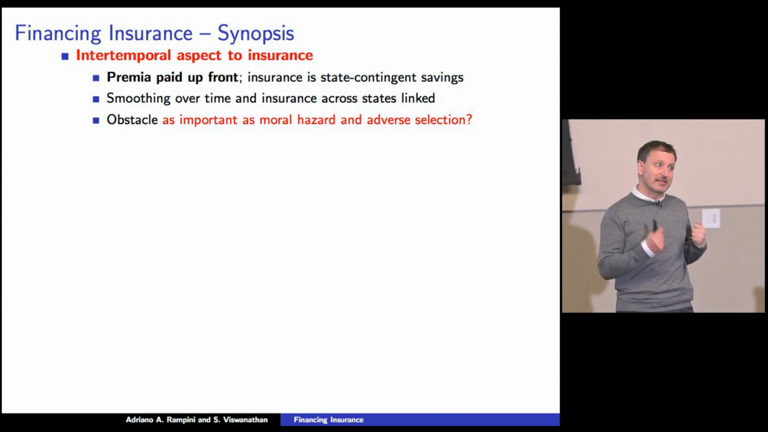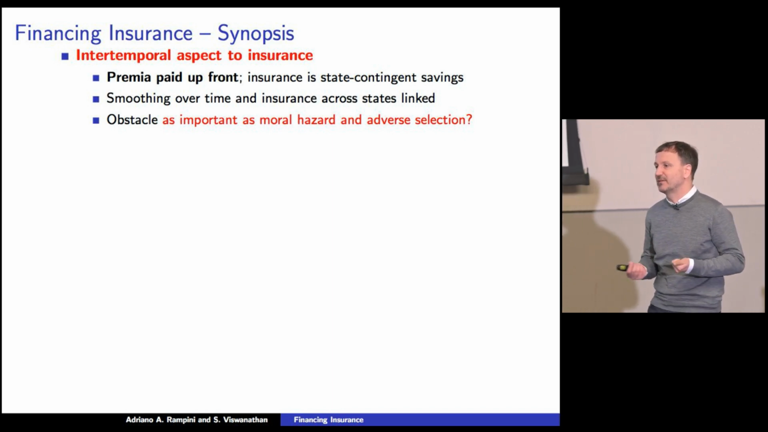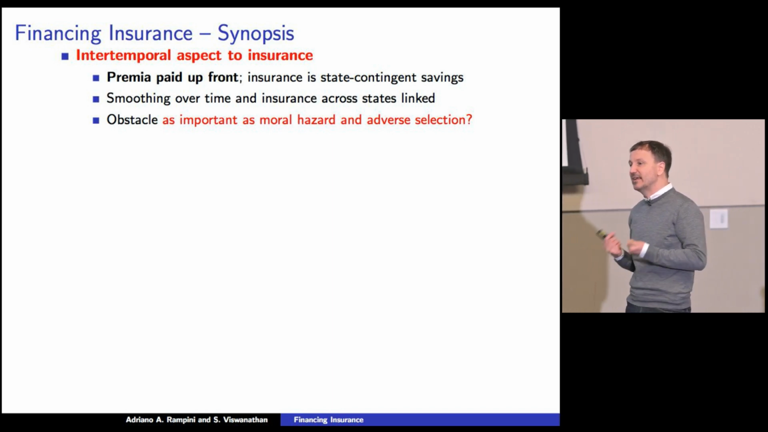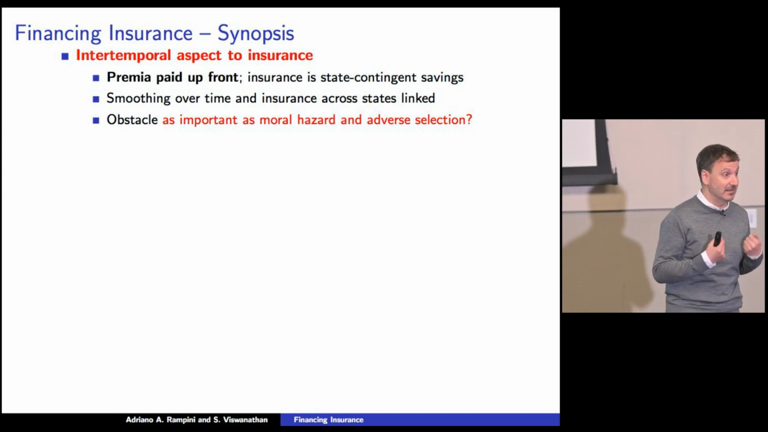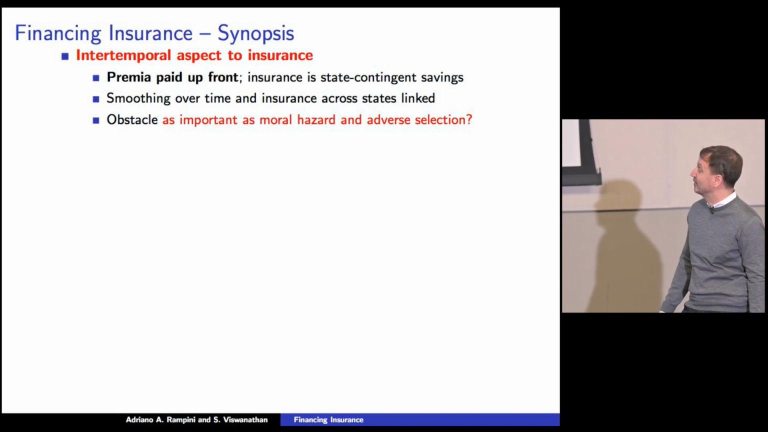We actually think that this intertemporal aspect hasn't received the attention that it deserves, and in determining what happens in insurance markets, it's on the order of magnitude of moral hazard and adverse selection, which are the main frictions that we usually think about when we think about insurance.